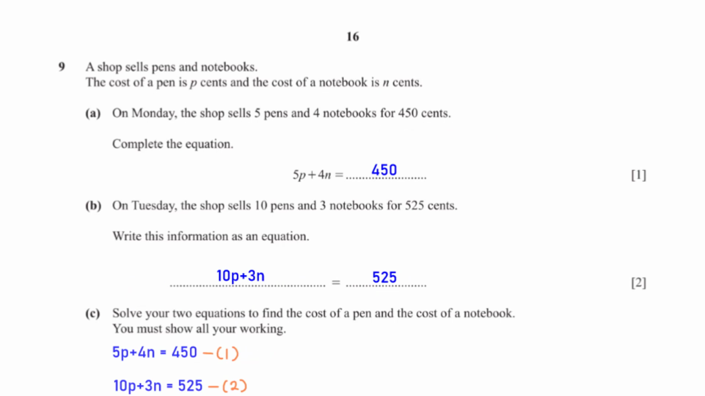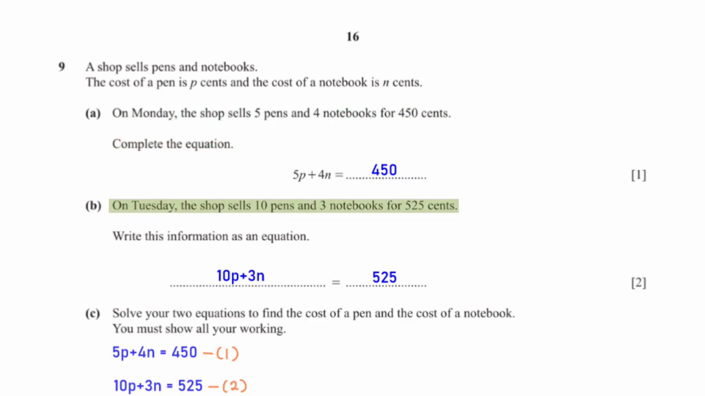A shop sells pens and notebooks. The cost of a pen is P cents and the cost of a notebook is N cents. On Monday, the shop sells 5 pens and 4 notebooks for 450 cents. Complete the equation. From the given information, this value is 450.